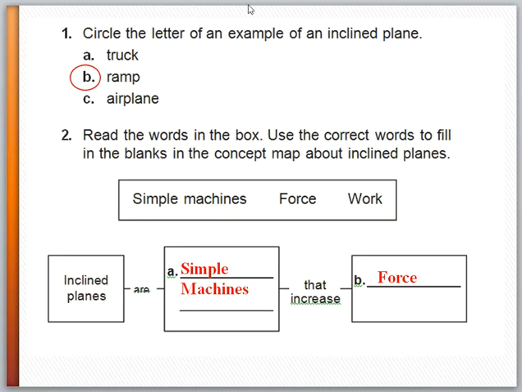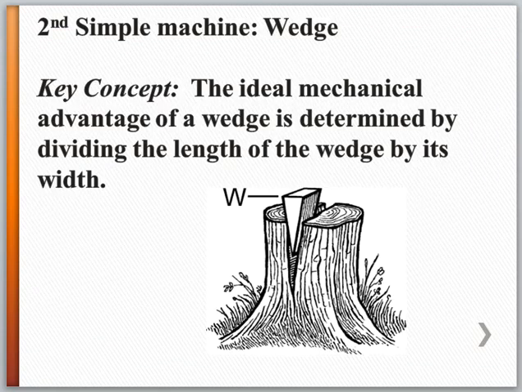So, all right. So, example of an inclined plane, a ramp. All right, inclined plane is a simple machine that does what? It increases forces. All right, what's the second type of machine? The second type of machine is kind of similar, but it's a wedge. The ideal mechanical advantage of a wedge is determined by dividing the length of the wedge by its width.